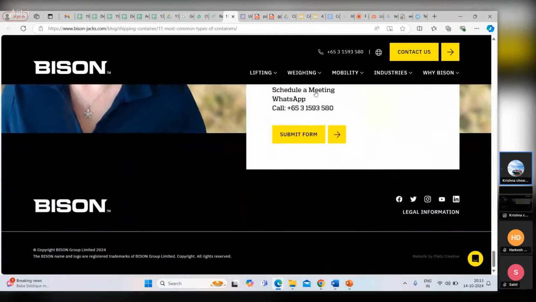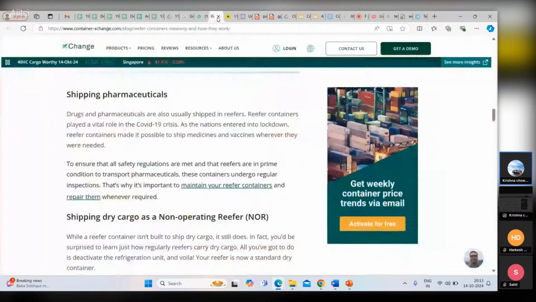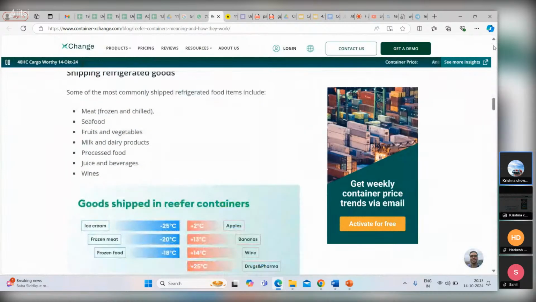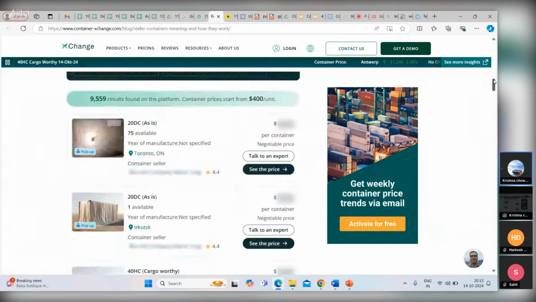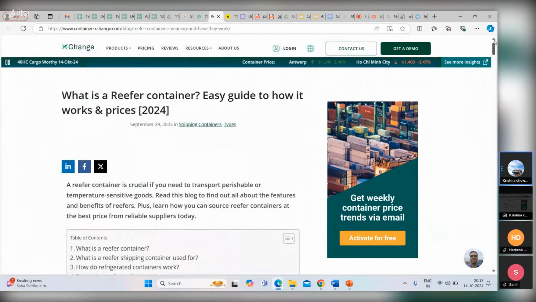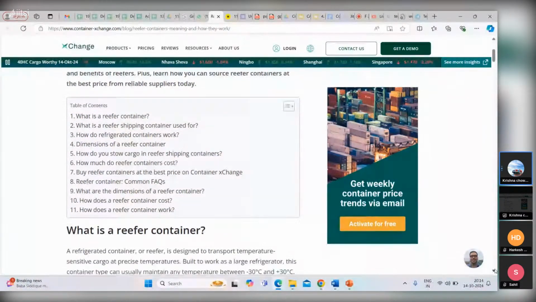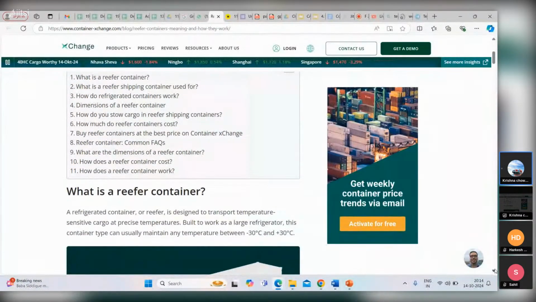Now let's see the reefer container. So reefer container, as you know, is a container to load refrigerated cargo. And reefer container is crucial if you need to transport perishable temperature sensitive goods. Read this blog to find out all about the features and benefits of reefers. Plus, learn how reefer container pricing is done. So, pricing is also important. So, first thing is, what is a reefer container? It is used to store refrigerated cargo. What is the container used for? So, these are the questions you can be asked. So, let's start one by one.